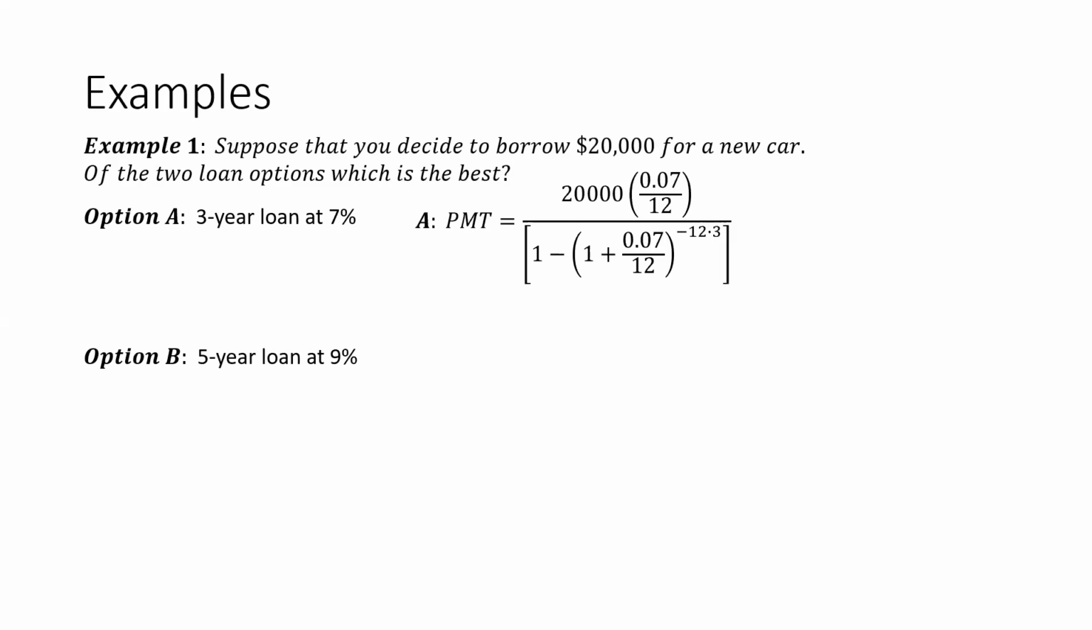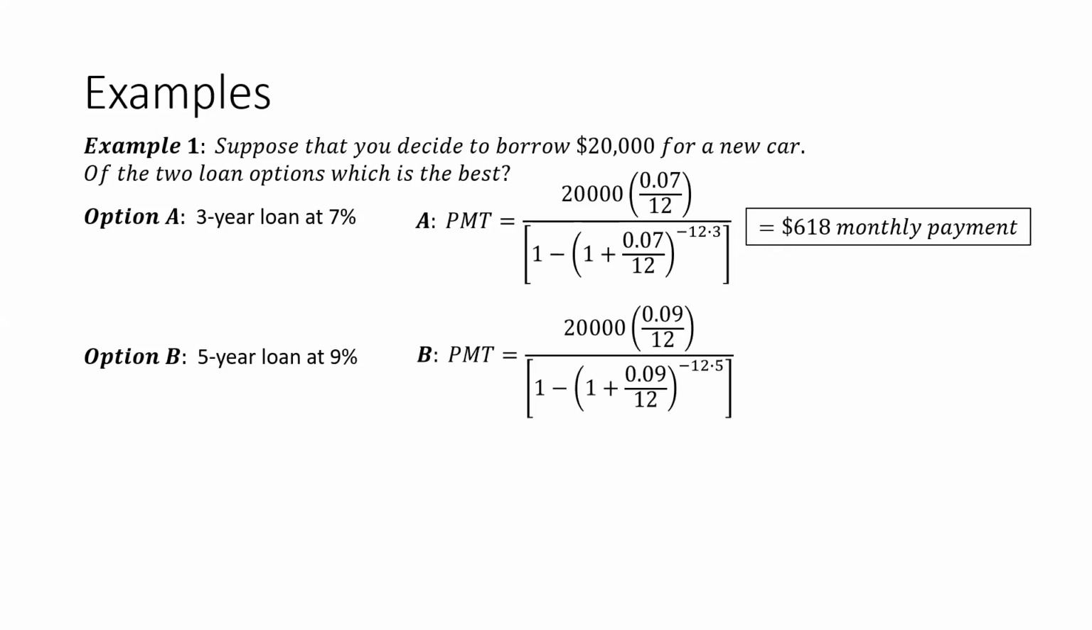So here, I have a 3-year loan. That is, my T is 3. I'm compounding monthly because we're dealing with car payments, so my N is 12, and my rate is 0.07. And so now I pay $618 monthly. Now, my second option, I have a 5-year loan at 9%. I plug it into my formula and figure out that the monthly payment on that loan is $415.